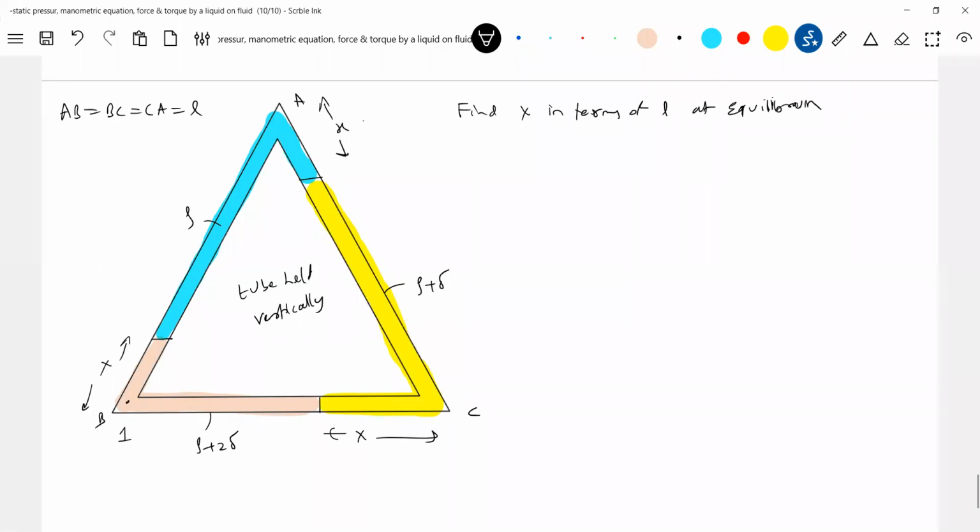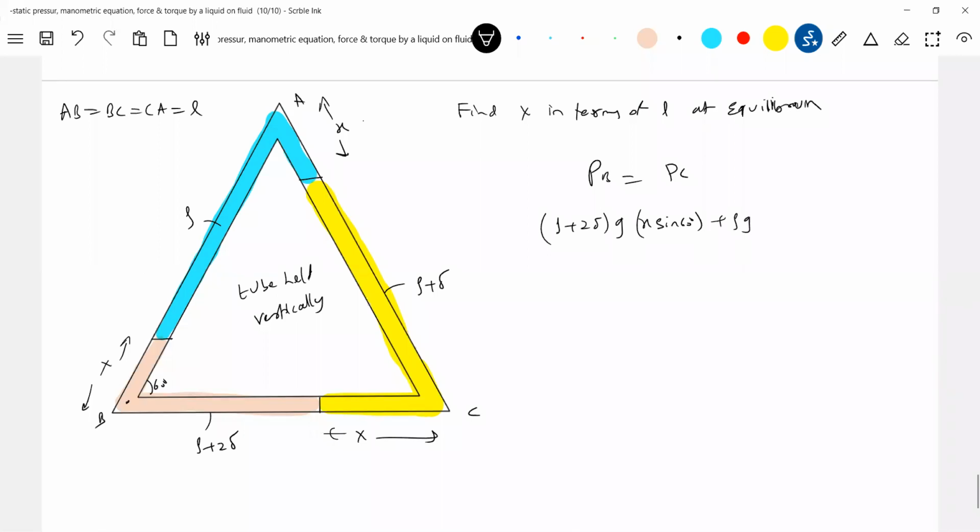Pressure at B should be equal to pressure at C. Now, what is pressure at B? Due to the LHS liquid column, and pressure at C due to the RHS liquid column. This will be 60 degrees. Pressure at B should be equal to rho plus 2 delta G, there should be height X sine 60 degrees plus rho G.